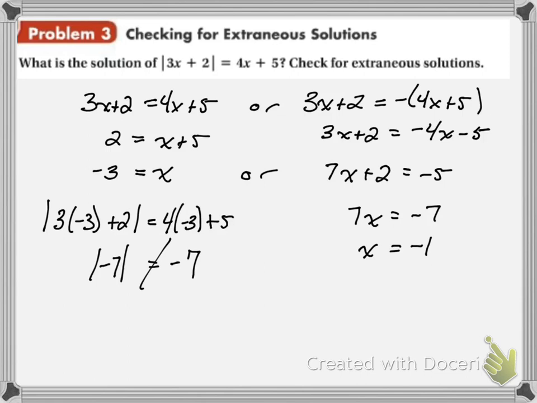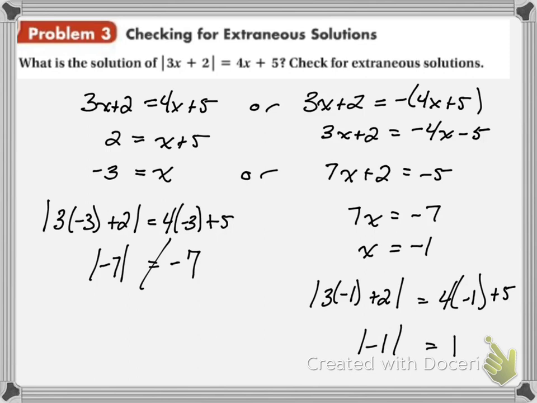Well, what about negative 1? Let's try that one out. Absolute value of 3 times negative 1 plus 2. Does that equal 4 times negative 1 plus 5? Solve it out. I get the absolute value of negative 1 equals positive 1. Now, does the absolute value of negative 1 equal negative 1 or positive 1? Yep. So the only solution to this problem is actually negative 1.